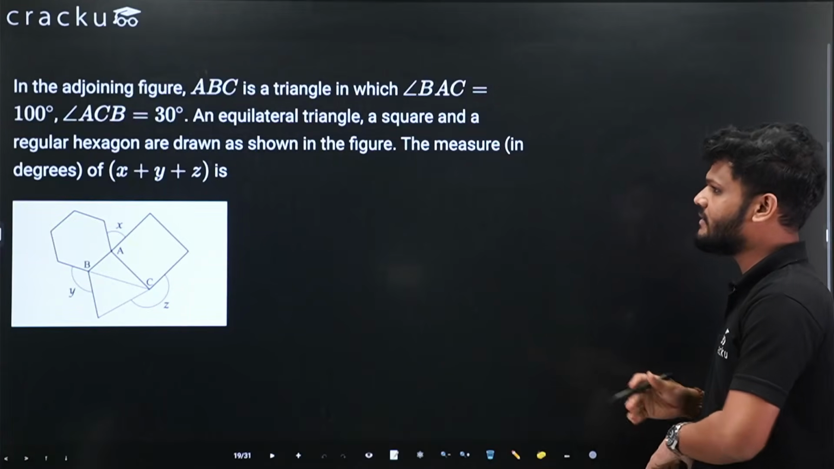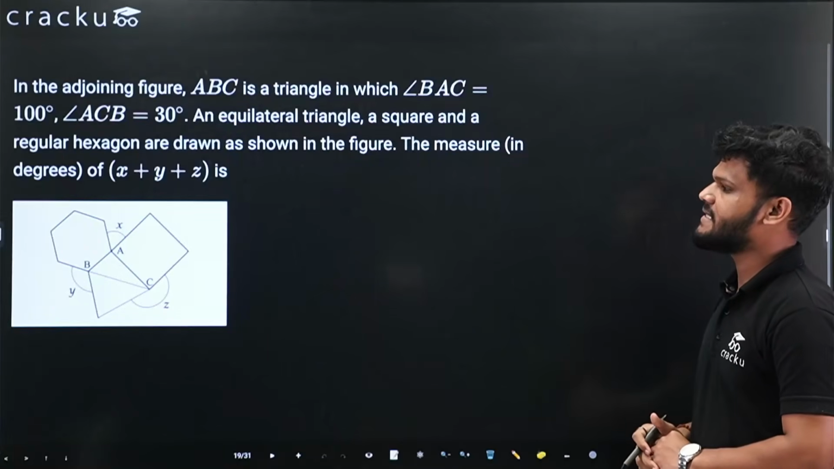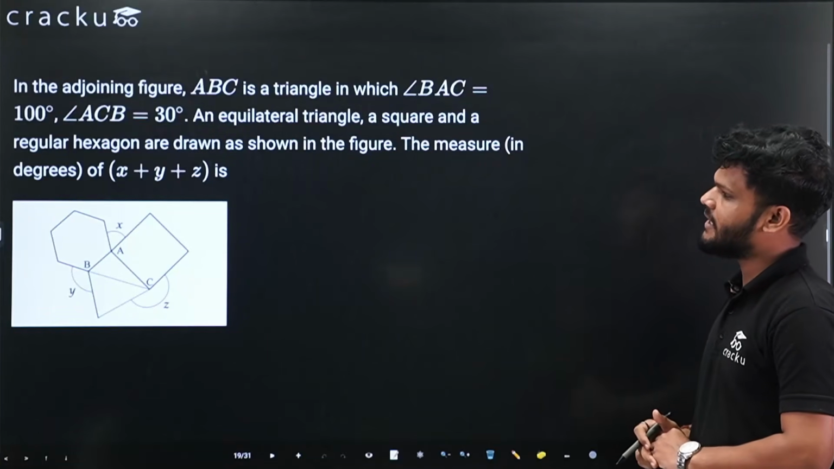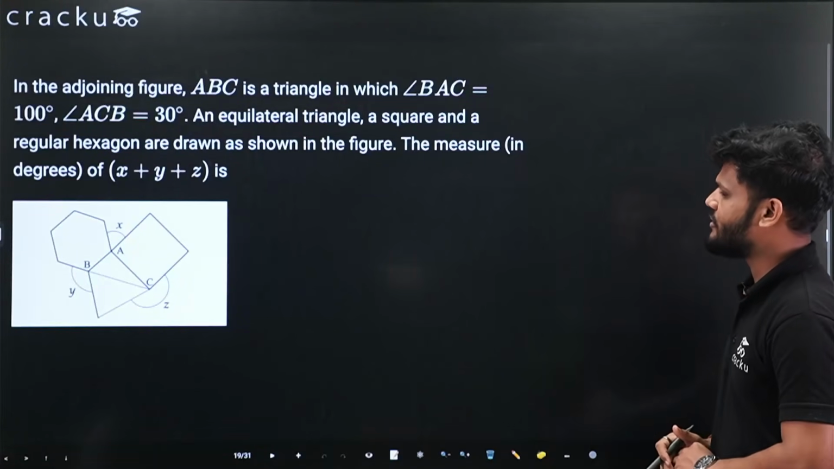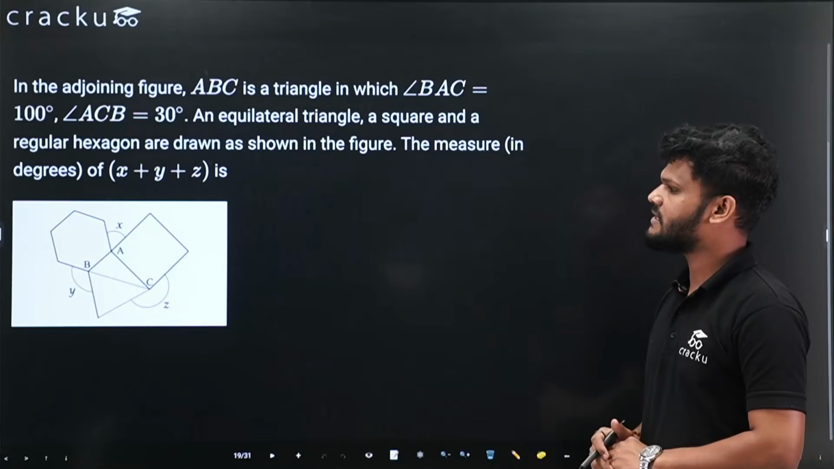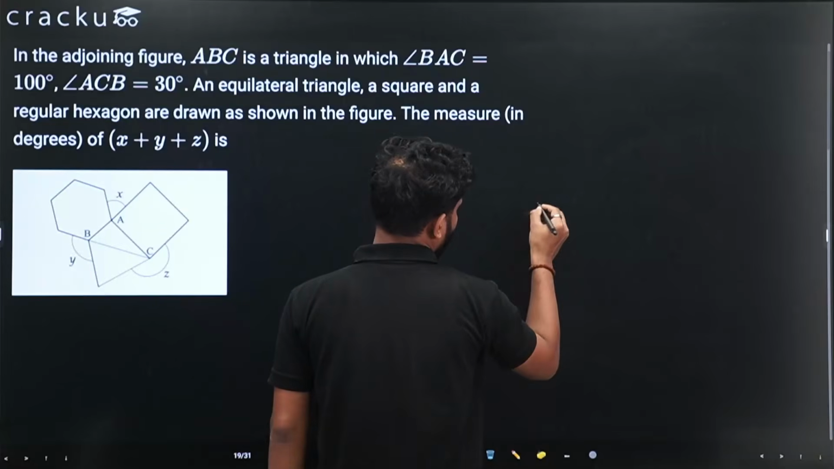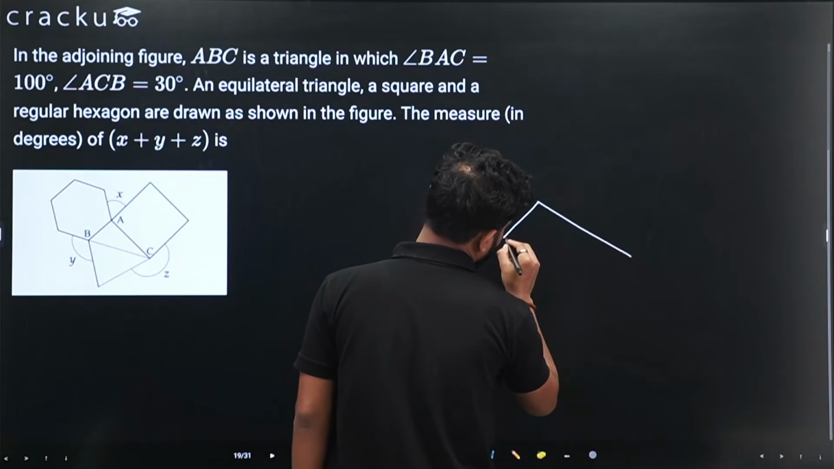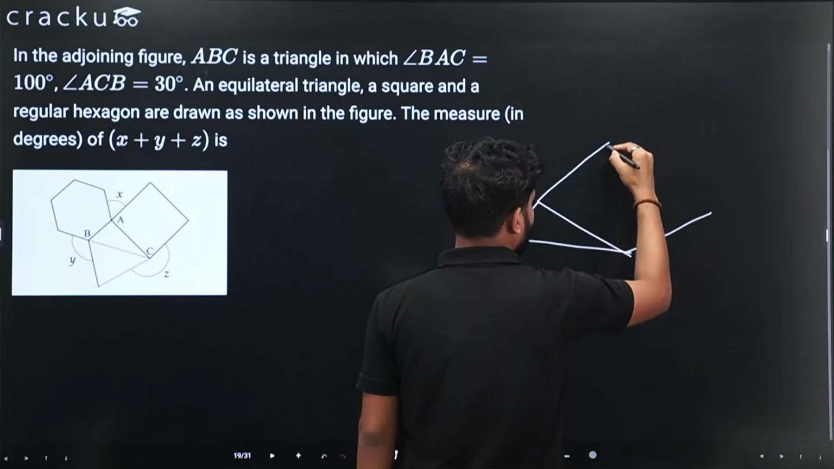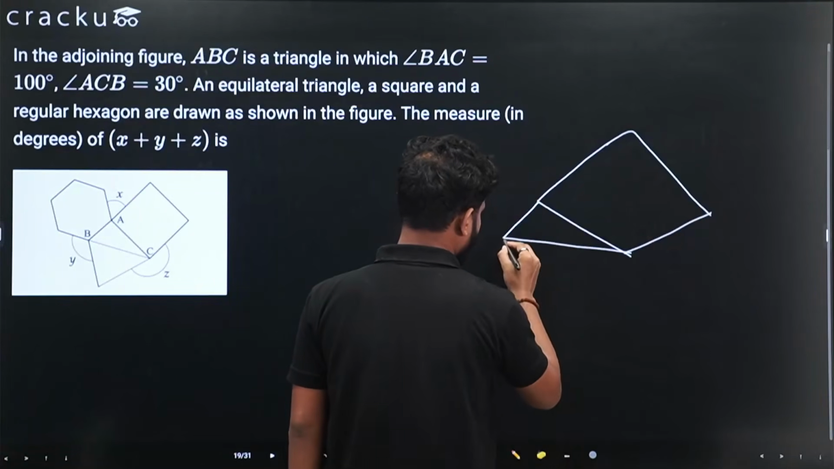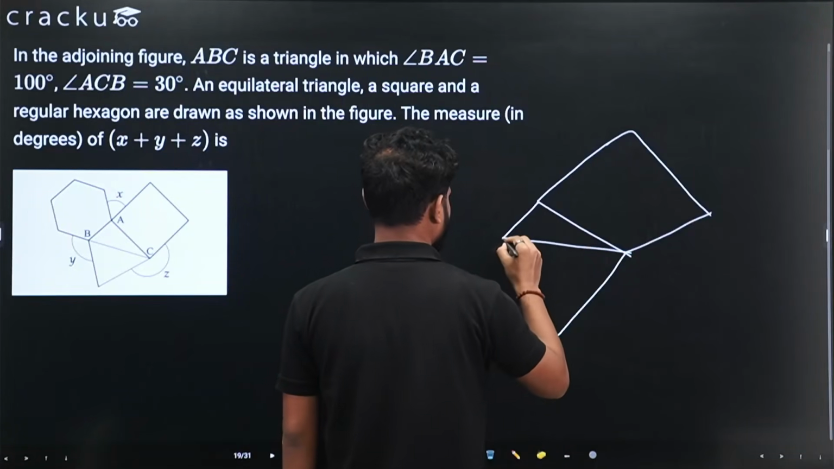In this question we are asked, in the adjoining figure, ABC is a triangle in which BAC is equal to 100 degree, ACB equal to 30 degree, an equilateral triangle, a square and a regular hexagon are drawn as shown in the figure. The measure in degree of x plus y plus z is what? Let us first draw the figure. So I have this triangle here, then I have a square here, this square, then here it is an equilateral triangle, and here we have a regular hexagon.